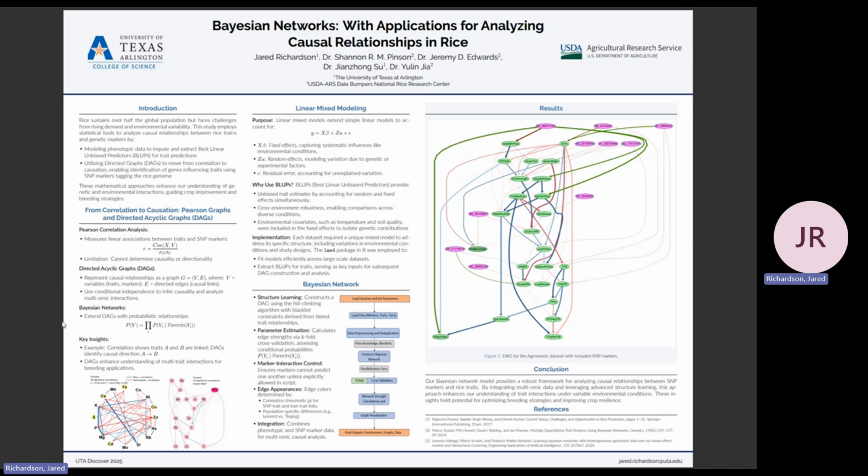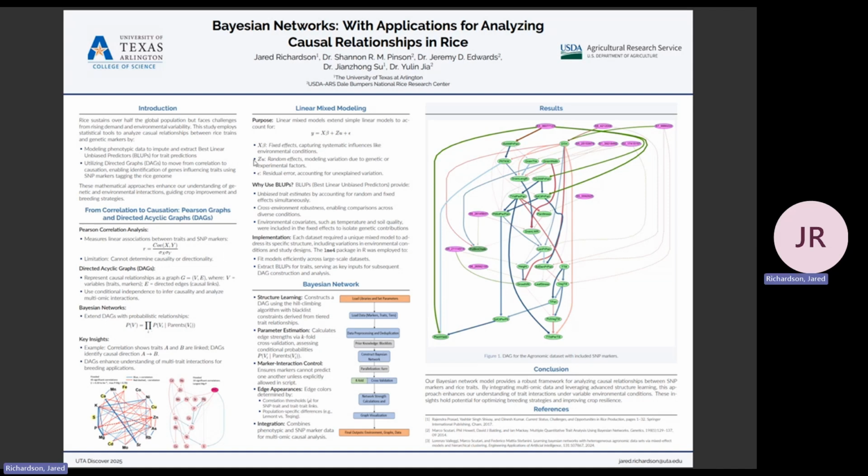We can extend this DAG into a Bayesian network, which gives us a full probabilistic model of all variables in the system. Mathematically, a Bayesian network represents a joint distribution. Each Vi is a variable in the system, such as a trait or a single nucleotide polymorphism marker, and parents of Vi refer to the nodes which point into the node Vi. So the formula essentially says the probability of the whole system equals the product of the conditional probabilities of each variable given its parents. Or in simpler terms, we can break each complex multivariate system down into simpler local pieces, each representing a conditional relationship.